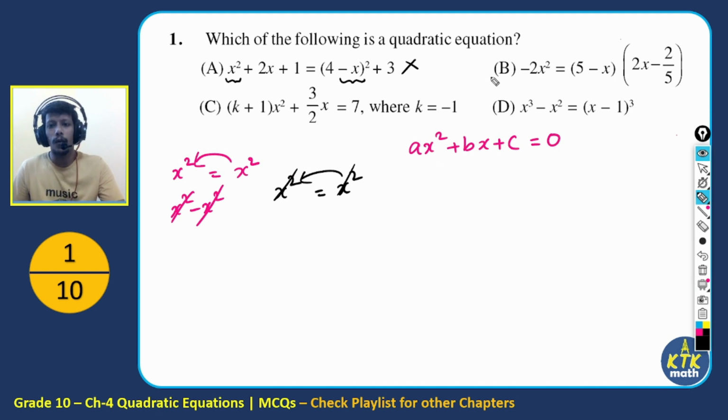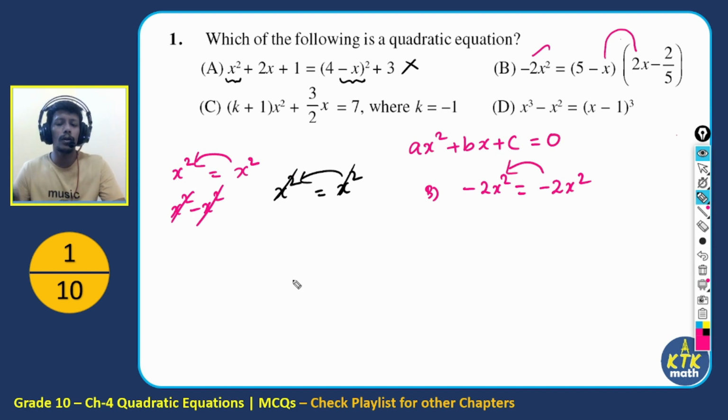Okay, in a similar way, check option B. In option B also, on the left hand side you are getting negative 2x square. Just observe, when you are multiplying these two terms, you will get negative 2x square, right? Again when you are bringing it to one side, they will get cancelled. So again it is not a quadratic equation. So we are going to find the equation which has the x square term.